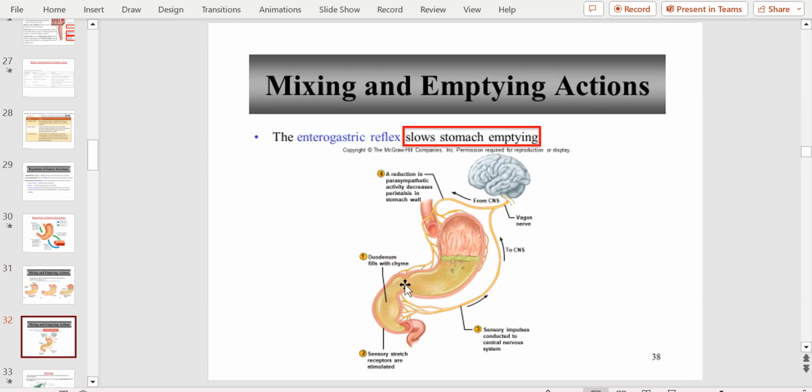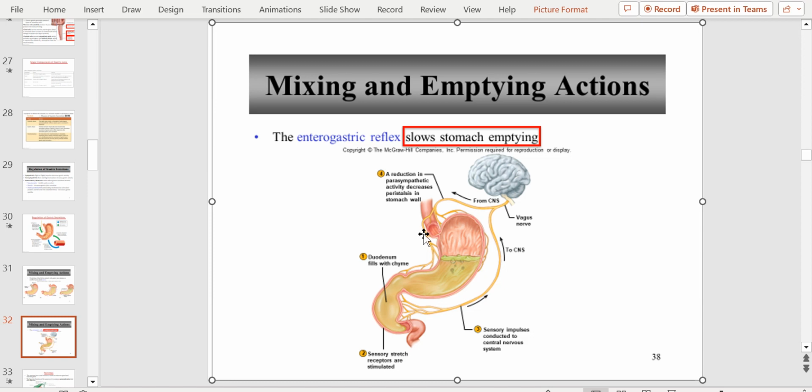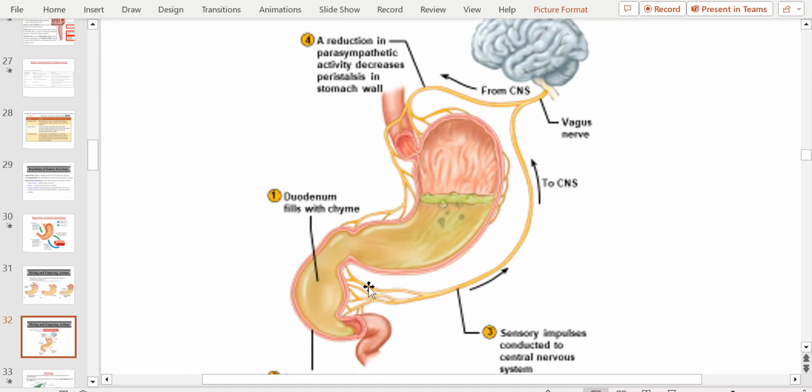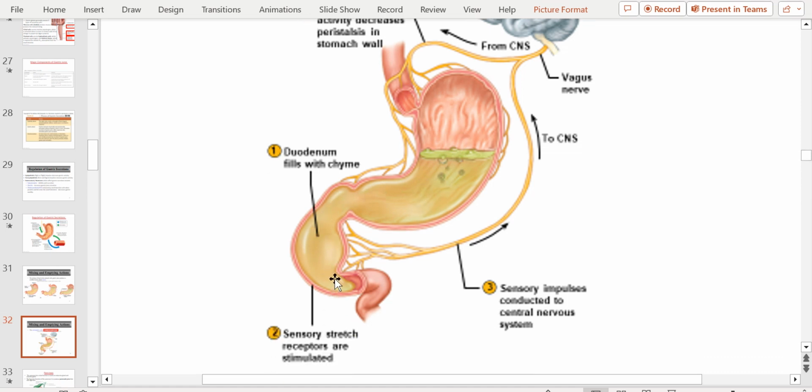The enterogastric reflex slows the stomach emptying. And just to zoom in here, you'll see there that the duodenum fills with chyme. Okay, we just ate and it mixed around, and now that chyme is coming into the small intestine.